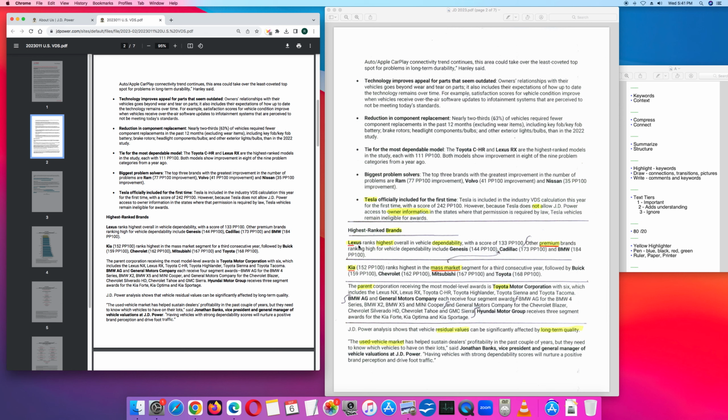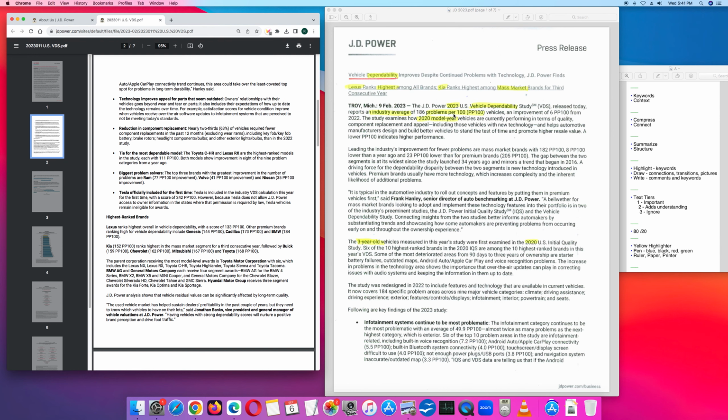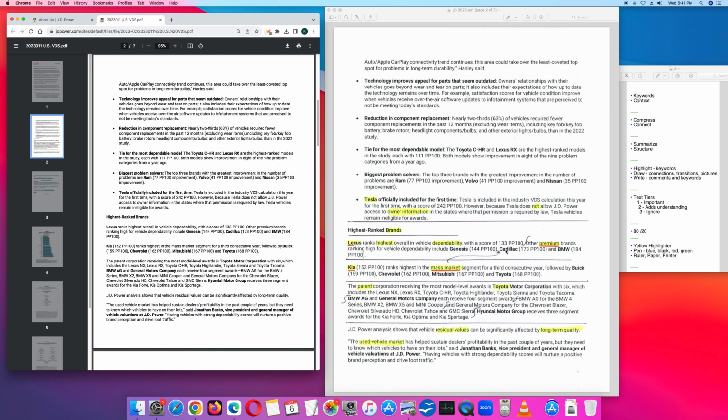So going back to the first paragraph, Lexus ranks highest overall in vehicle dependability. All right. That's overall. Premium and mass market. Among all car brands, Lexus is number 1. Their score was 133 problems per 100 vehicles. Lower is better. Lexus was the lowest and the best. All right. Dividing line between the next sentence.